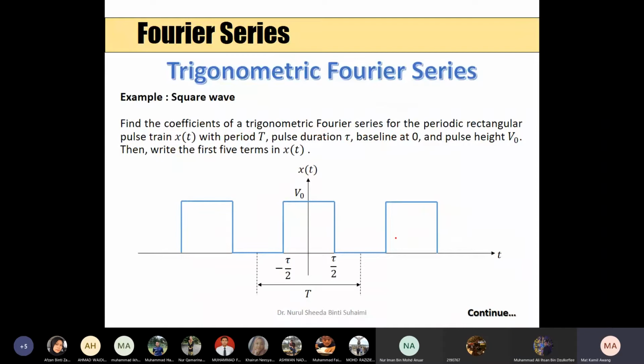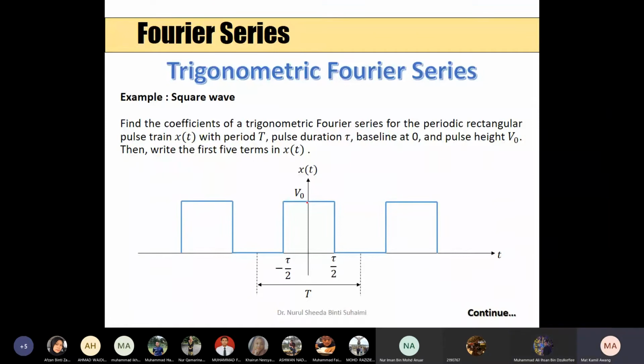So example of trigonometric Fourier series. The first one is square wave. Find the coefficients of a trigonometric Fourier series for the periodic rectangular pulse train x of t with period of T, pulse duration of tau, baseline at 0, and pulse height of V naught. Then write the first 5 terms in x of t. So basically you need to write the trigonometric Fourier series for this graph.